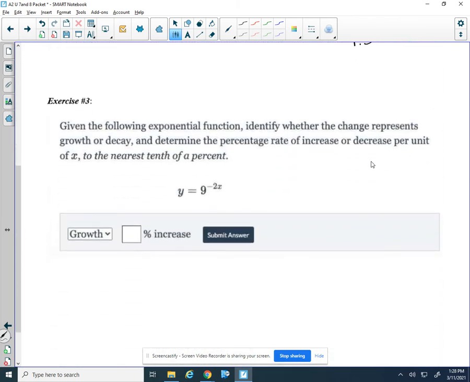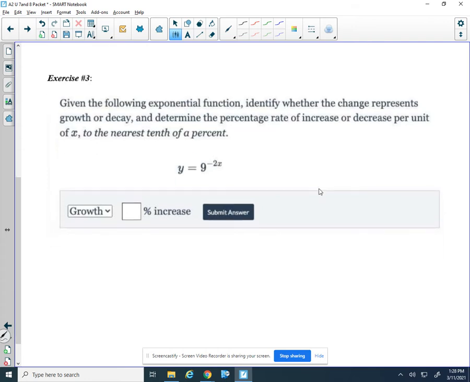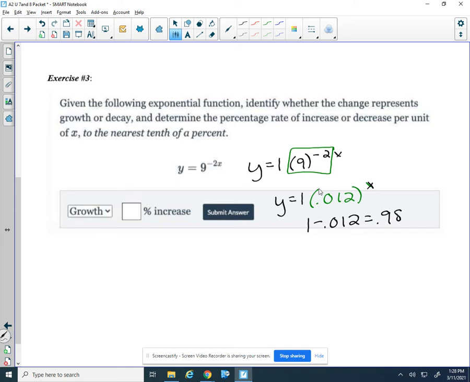Here's the one where we don't have the a value shown, so I'm just going to rewrite this one first. So this is 1 times 9 to the negative 2x. Ironically, the same as the last one, because 9 to the negative 2 is the same as 3 to the negative 4th. I did not recognize that until I started to do this one. So this is 1. If I type in 9 to the negative 2, not surprisingly, this is 0.012, and then to the x. So 1 minus 0.012 we know is 0.988.